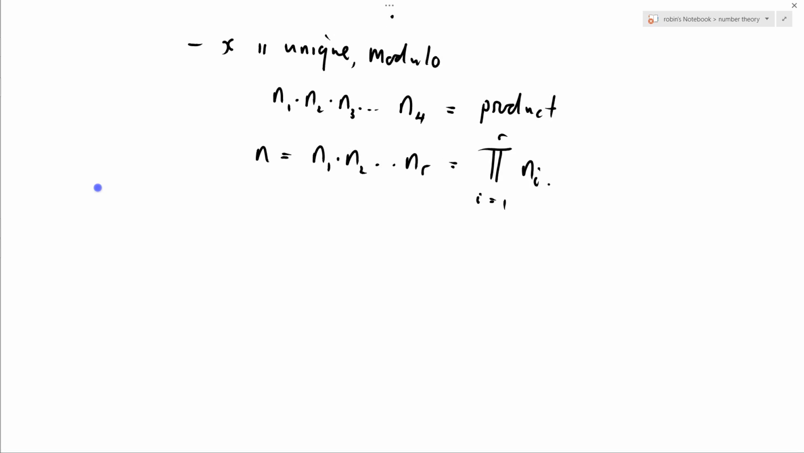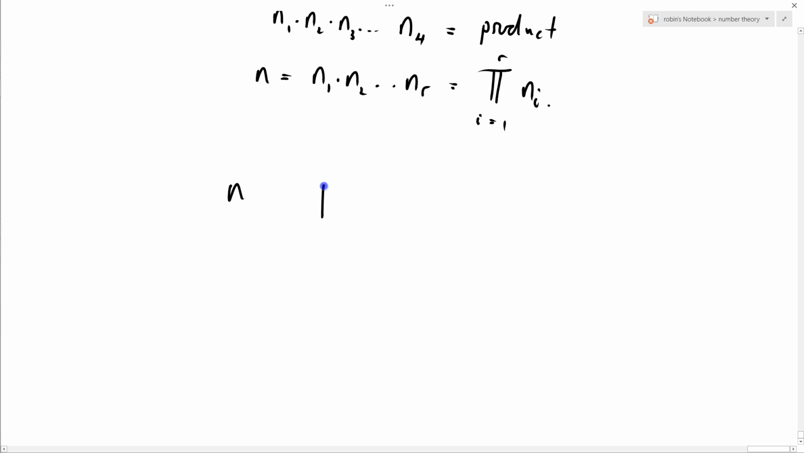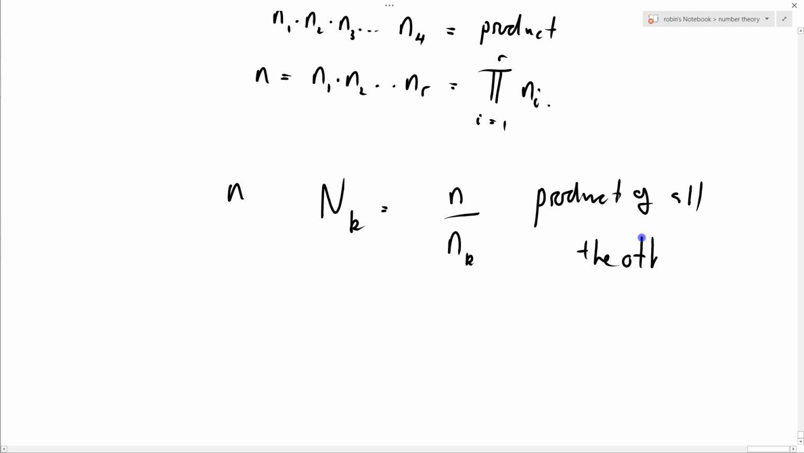Well, basically, n is the product. I'm going to write Nk equals n over nk. So it's the product of all the others. I write a large N to remind myself that it's a big number. I guess I should have written that as a capital as well, but there you go. Now I'm just going to make the observation that the gcd of Nk and little nk equals 1 because all the n's are pairwise co-prime.